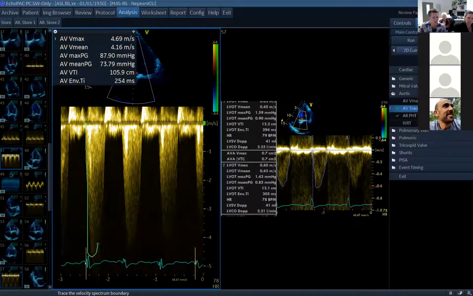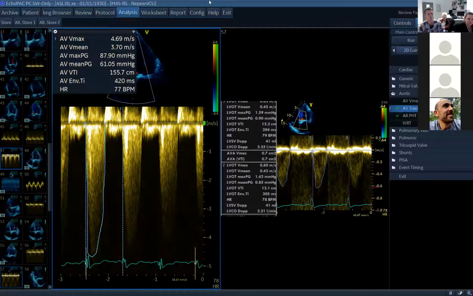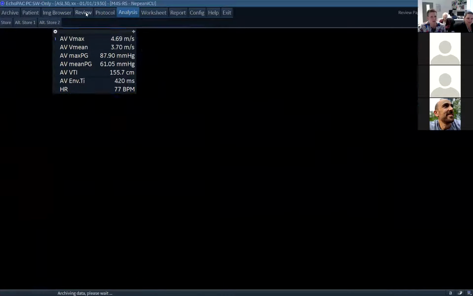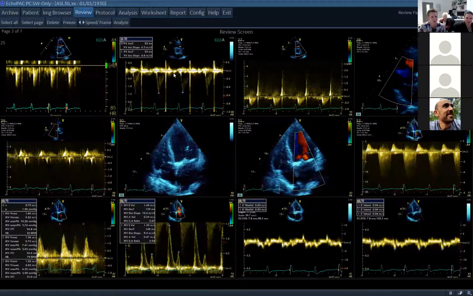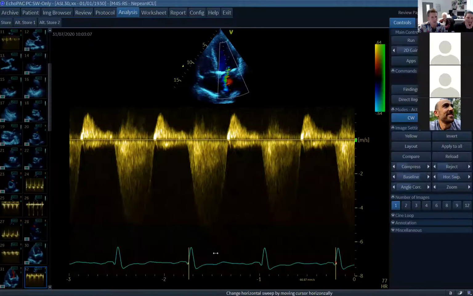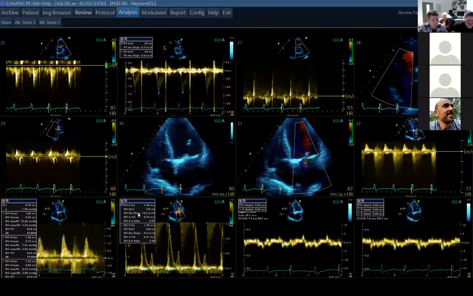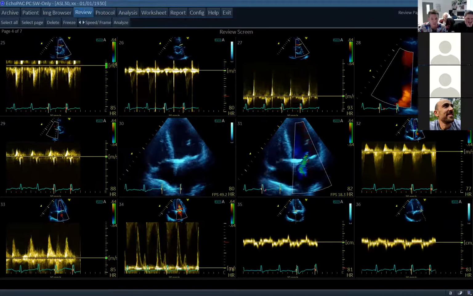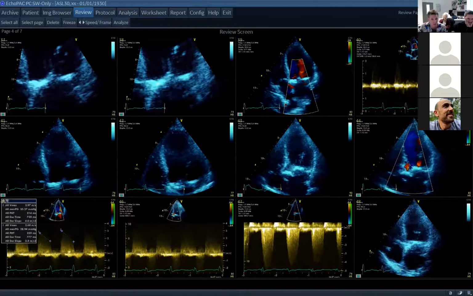Makes you wonder whether we're in the MR or not. 4.9. I wonder whether we're actually in the MR there. Let's just go back and have a look. 155, your VTI. Yeah, I think that sounds ridiculous, right? So how would you tell the difference between mitral regurge versus aortic stenosis? Because that's what we're worried about there, right? Because I think we've got to look at it in multiple different angles.